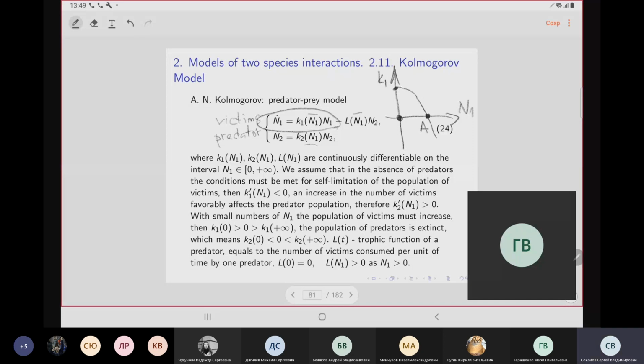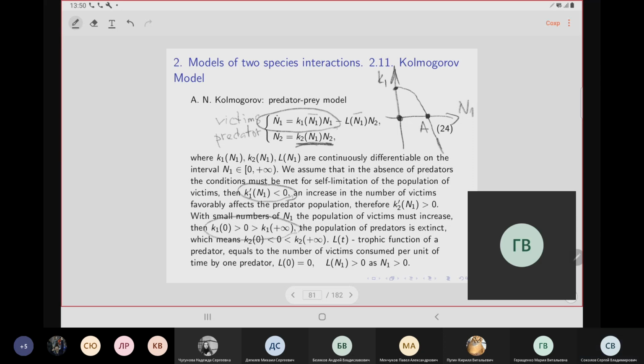So our victim population will stabilize near some quantity A. And then with further increase of N1, K1 will decrease more and more. So from the mathematical point of view, we can describe it in two statements. First of all, K1 is decreasing, and second, K1 changes sign from positive to negative. So these are the main features of K1.